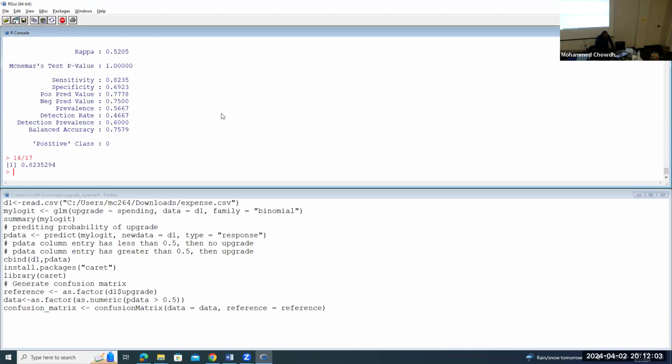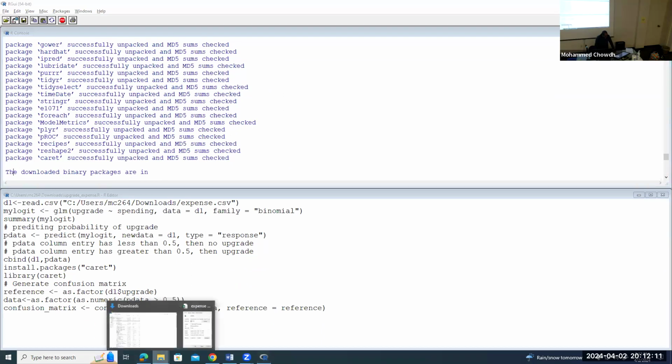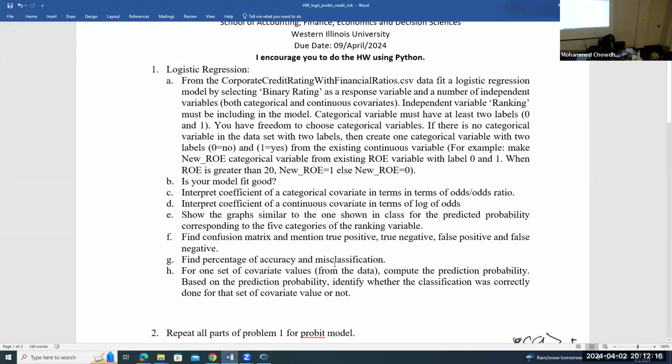Okay, now, how can you interpret in terms of, let me open the homework. So, see, find the percentage of accuracy and misclassification, okay? So that means you will find here misclassification rate or count, all of these things. You have to write each line of sentence with all of this information in here. If you just give me the Python code, no. You have to write a report. In that way, you will understand how to explain.